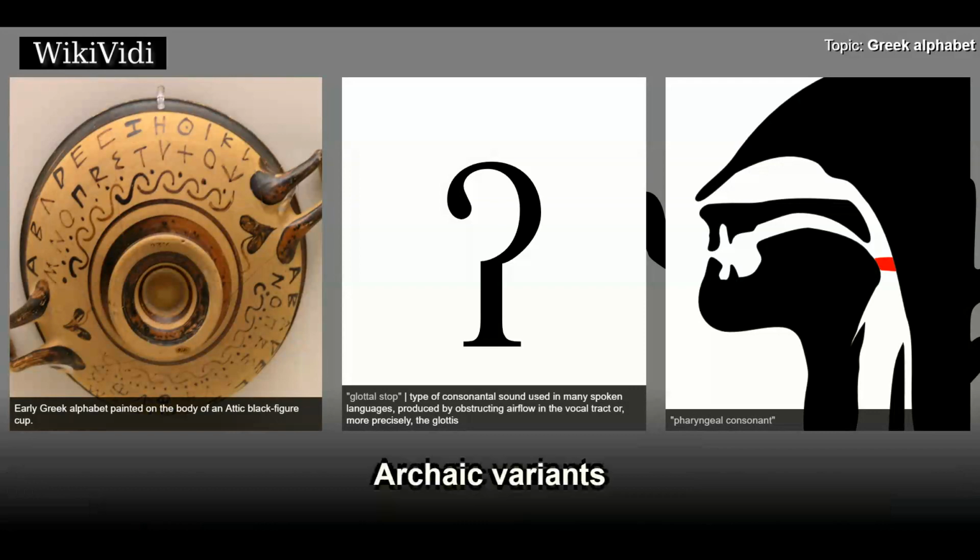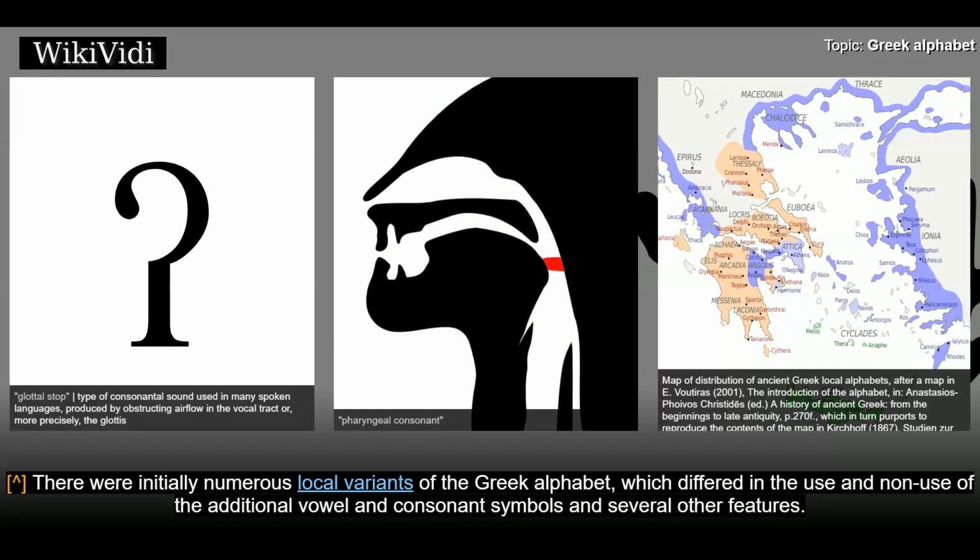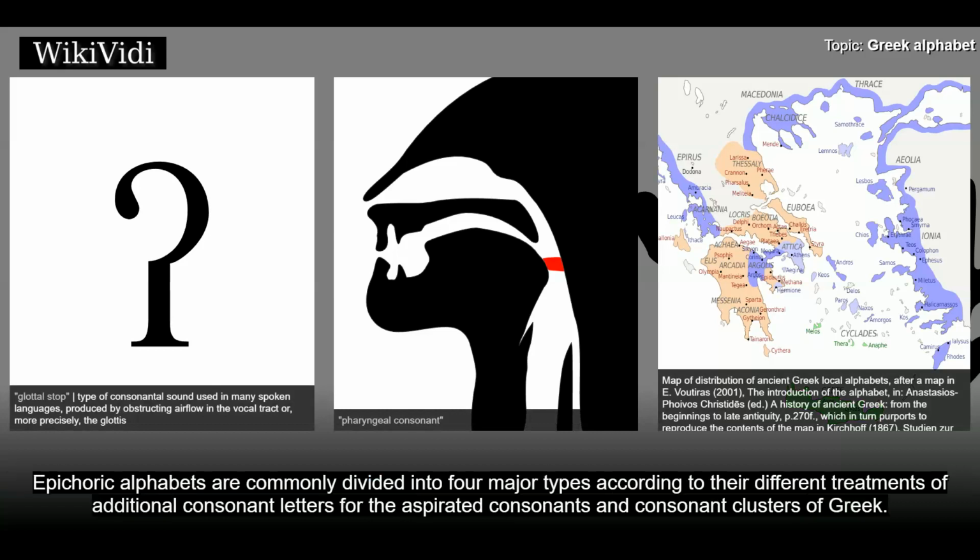Archaic variants. There were initially numerous local variants of the Greek alphabet, which differed in the use and non-use of the additional vowel and consonant symbols and several other features. Epichoric alphabets are commonly divided into 4 major types according to their different treatments of additional consonant letters for the aspirated consonants and consonant clusters of Greek.